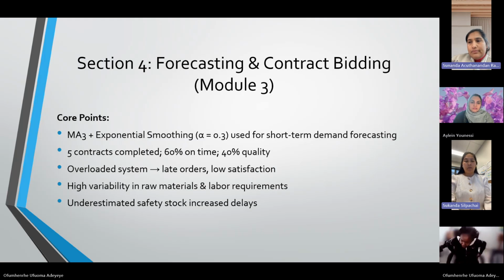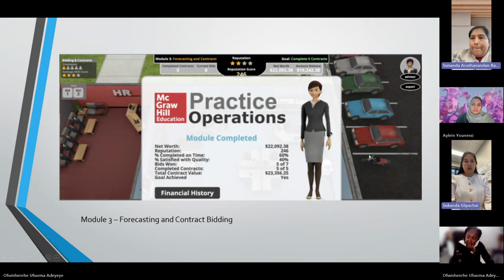However, the system became overloaded because we accepted more contracts at the same time than our capacity could handle. As a result, only 60% of our orders were completed on time and quality dropped to 40%. High variability in materials and labor combined with underestimating our safety stock caused delays across the production process. The key takeaway is that forecasting is useful only when contract selection is aligned with real production capacity.